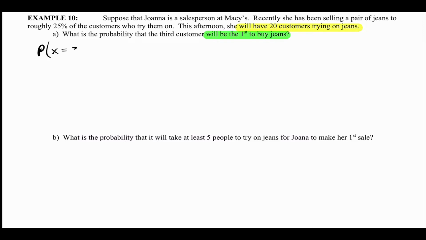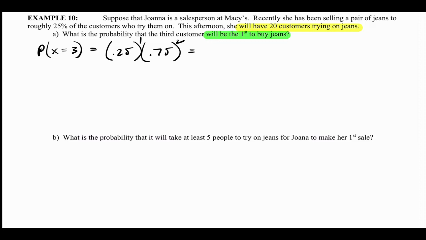So we want the probability of exactly 3. The third person buys. Probability of success, 0.25. It's not always going to be 25%, it's just a coincidence. How many successes am I going to have? With geometric, you only have one success. With binomial, you have more than one. What's the probability of failure? 0.75. How many failures am I going to have? 2.